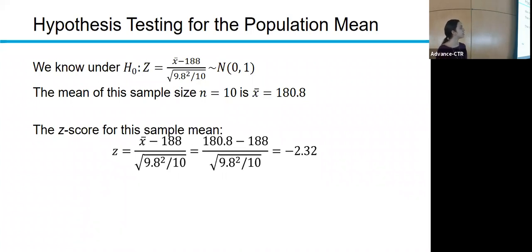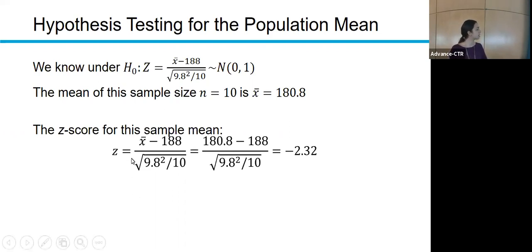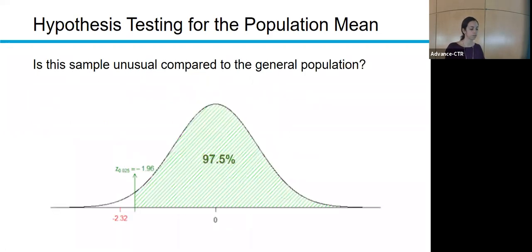The null value in this case is 188. And then we're dividing by the square root of the standard deviation, which I told you all was 9.8, divided by n, which is 10 in this case. So we end up getting that our test statistic is equal to negative 2.32 for this example. Again, this is helping visualize this idea. We're getting negative 2.32, which lies all the way down there.